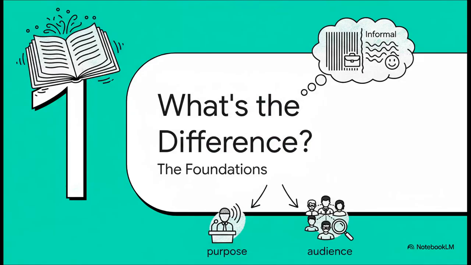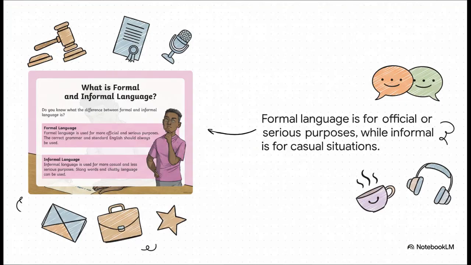All right, first things first. To really get a handle on this, we need to lay down the basic groundwork. In this first part, we're going to look at the core difference between these two styles. And really, it all boils down to two things: why you're talking and who you're talking to. So here's probably the simplest way to think about it. Formal language, that's what you pull out for official or serious stuff. Like a job application, an academic paper, or maybe a formal complaint letter. Informal language, on the other hand, is for all the relaxed everyday situations, just chatting with people you know well.